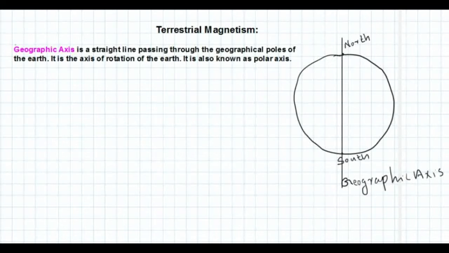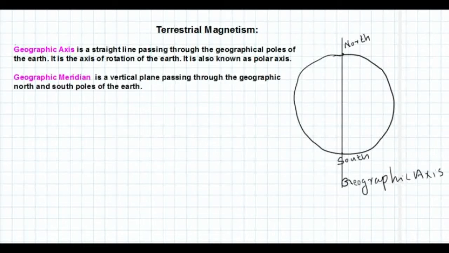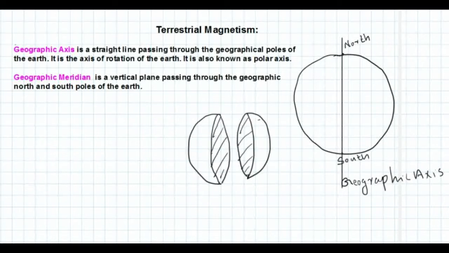Geographic axis is a straight line passing through the geographical poles of the Earth. It is the axis of rotation of the Earth. It is also known as the polar axis. It is called the polar axis because it passes through the two poles of the Earth. Then there is another term, the geographic meridian. Geographic meridian is a vertical plane passing through the geographic north and south poles of the Earth.